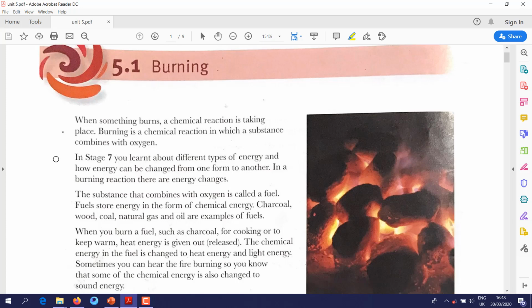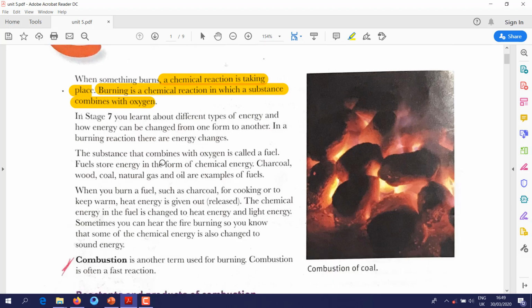Hello everyone. Today we will start with Unit 5, reviewing Unit 5, 5.1, burning. When something burns, a chemical reaction is taking place. So, what's burning? It's a chemical reaction. Burning is a chemical reaction in which a substance combines with oxygen. If we want to give a definition for burning, it is a chemical reaction in which a substance combines with oxygen.